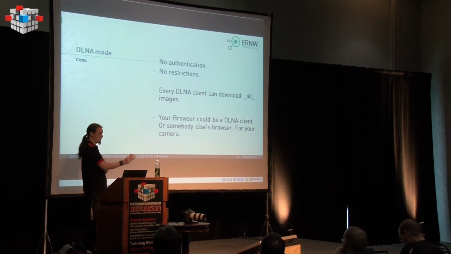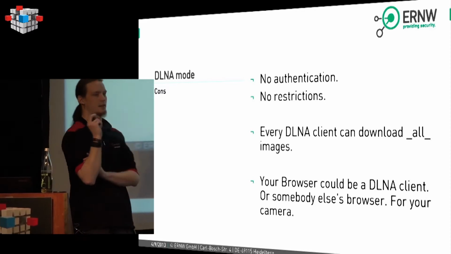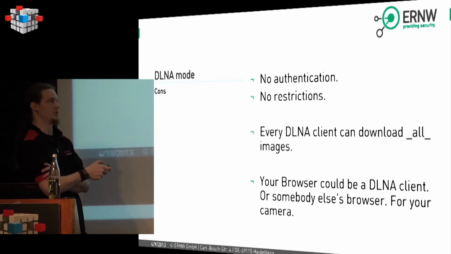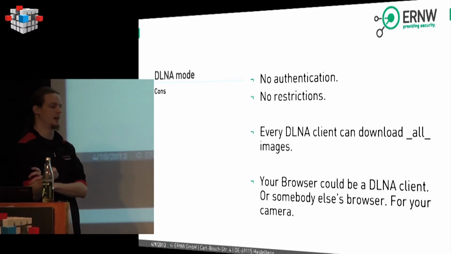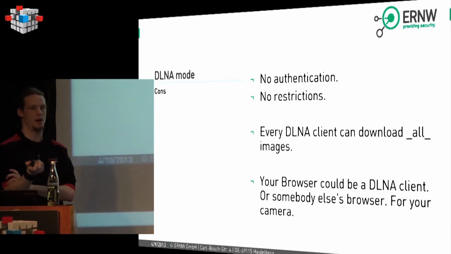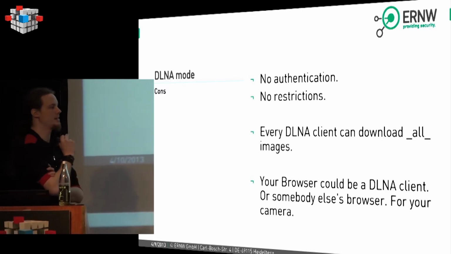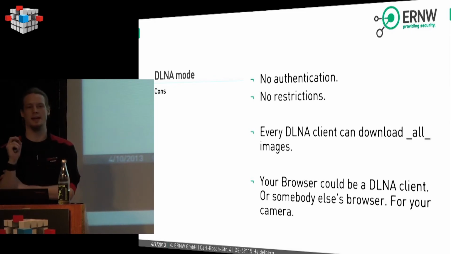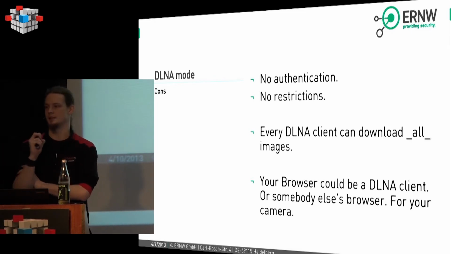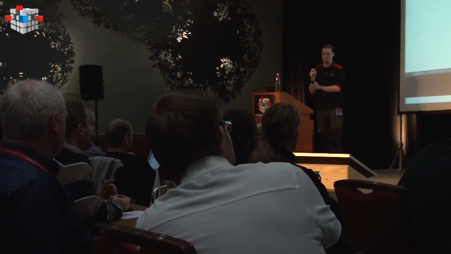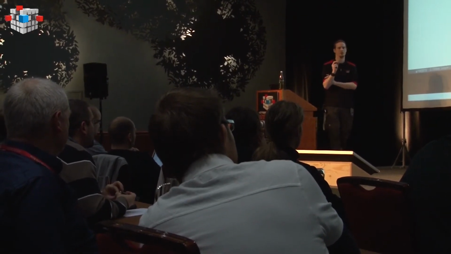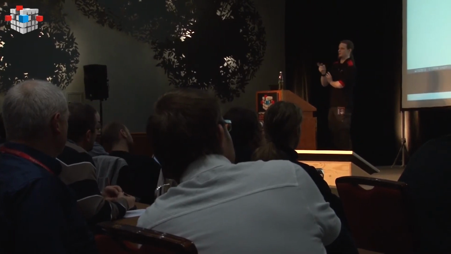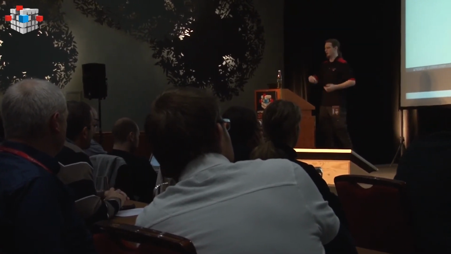So once you get the camera in this network mode connected and you're able to speak to the camera, you can download all images. You just need a valid DLNA client, and as DLNA is using HTTP and XML, also your browser could be a DLNA client, or somebody else's browser. So in this mode, it's also not hard to get your fingers on the footage. You just have to browse onto the camera and download the images you like.